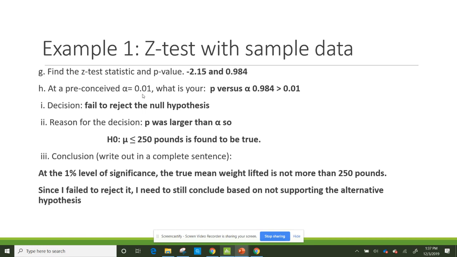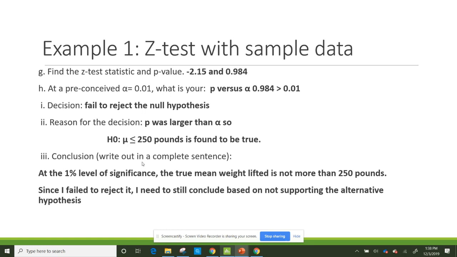So at a level of significance at 0.01, what did I do? My p versus my alpha. So 0.984 is greater than 0.01. So I fail to reject the null. Why? Because my p was larger than my alpha. So my null, where the mean is less than or equal to 250 pounds, is found to be true.